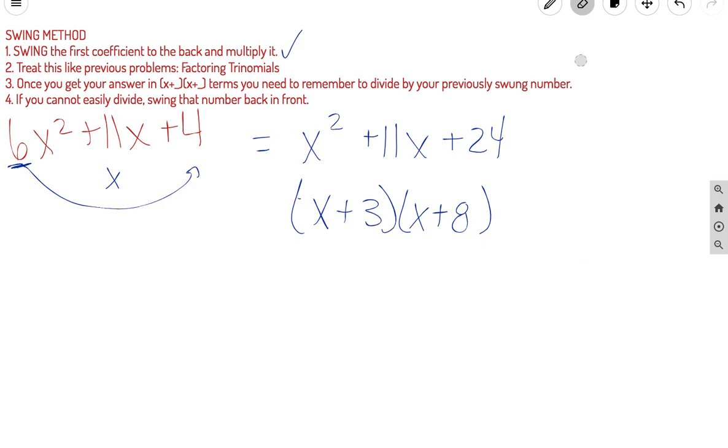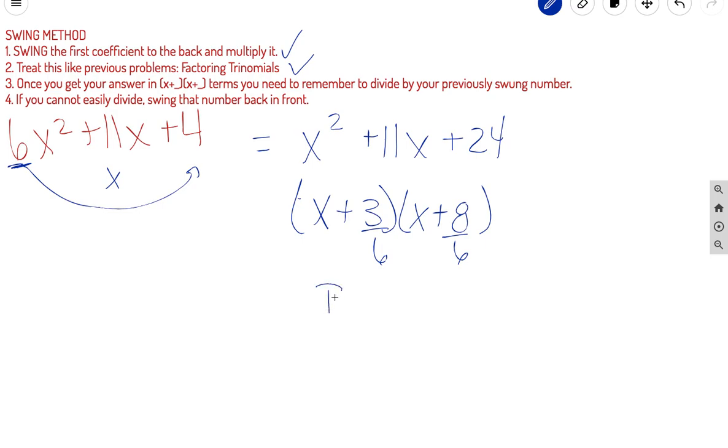So step 2: once you get it in two sets of parentheses, you need to remember to divide by your originally swung number. So we are going to divide by 6. Now, here's why I like this problem, because it presents a new issue. Notice how neither one of these reduces to a nice whole number. It's okay, sometimes this happens.